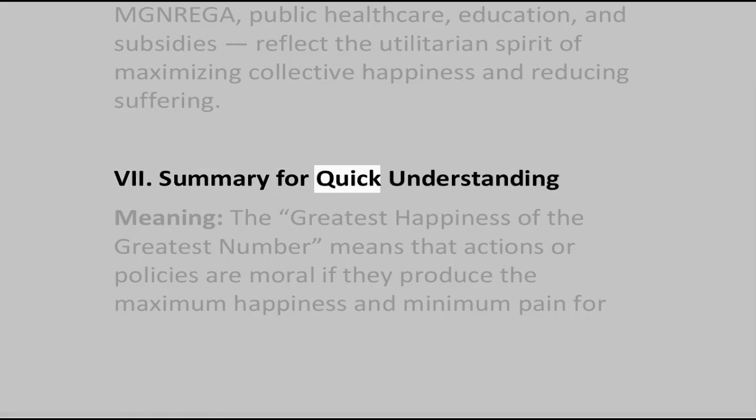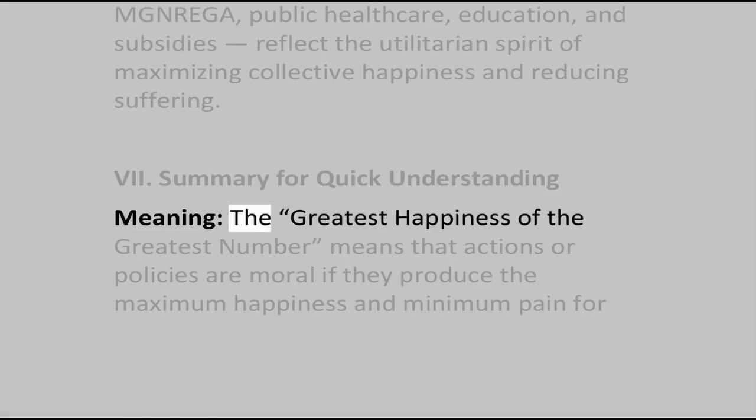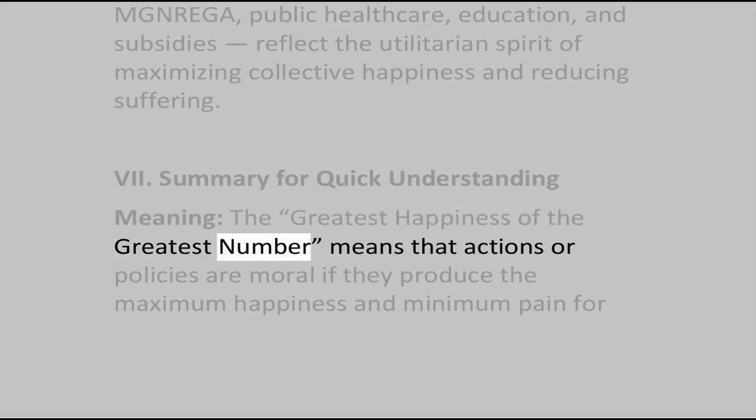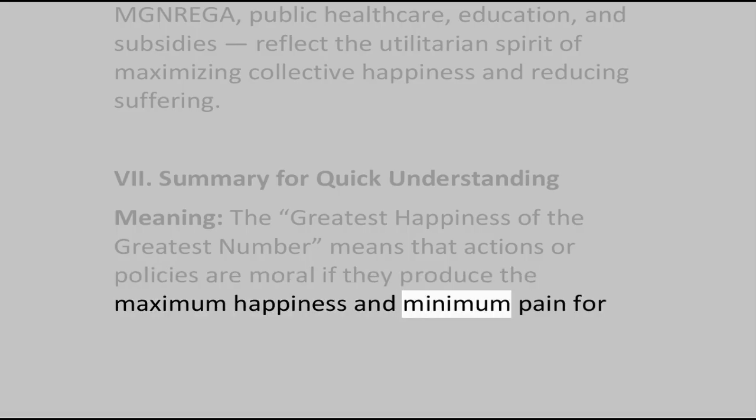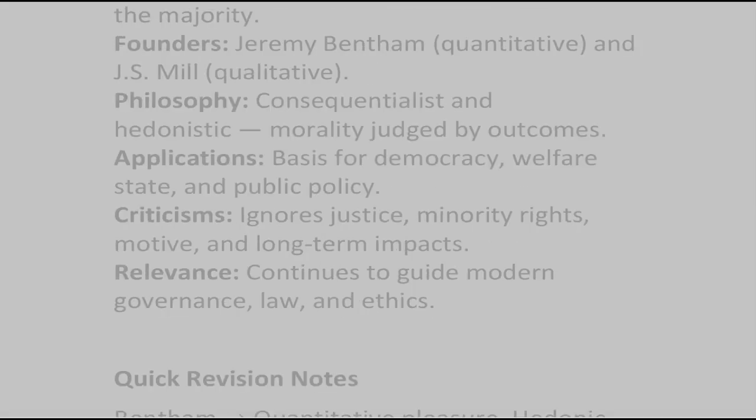7. Summary for quick understanding. Meaning: the greatest happiness of the greatest number means that actions or policies are moral if they produce the maximum happiness and minimum pain for the majority. Founders: Jeremy Bentham, quantitative, and J.S. Mill, qualitative.